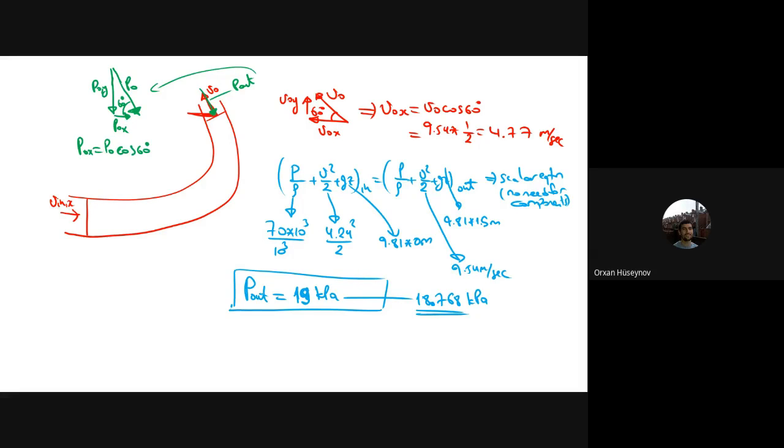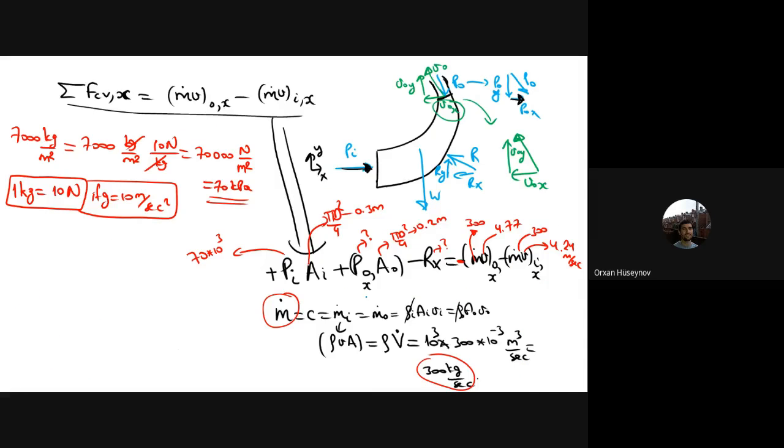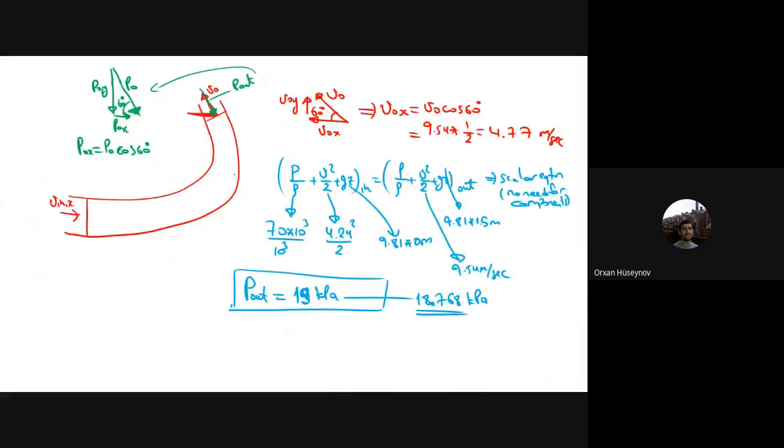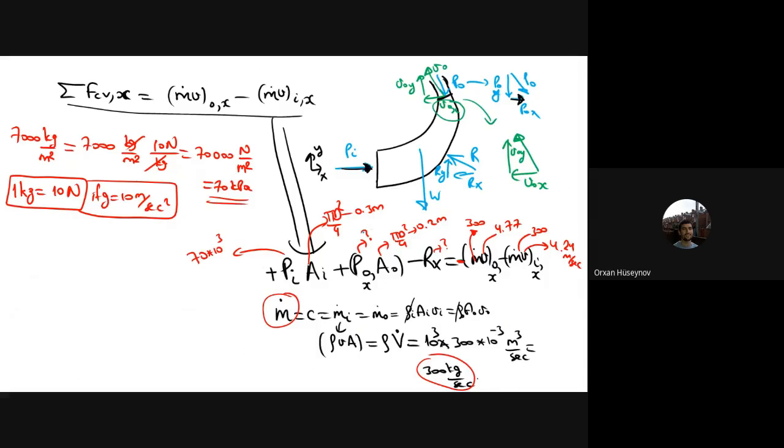Okay, so we have found the pressure at outlet. Now I'm going back to the linear momentum equation. It says the pressure at outlet, but in X direction. We go back to here, pressure at outlet in X direction, it is the cosine 60 component. So therefore it will be half of it. So the pressure at outlet will be 9.5 times 10 to the power of 3.